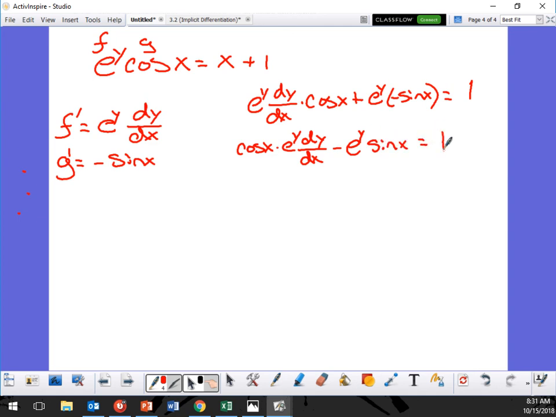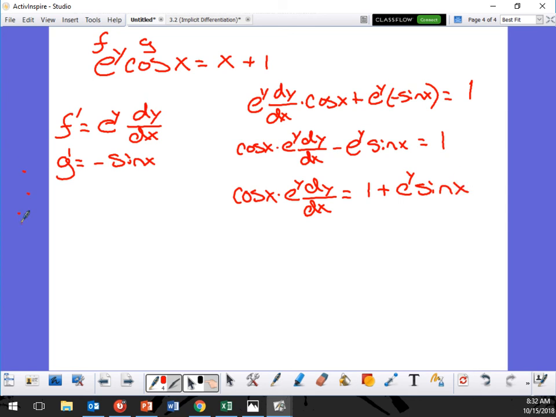So now, what am I trying to isolate here? The dy dx, right? If I'm trying to isolate the dy dx, I need to get rid of the other stuff. So what am I going to do to the negative e to the y sine x? Add it. I'm going to add it to both sides. So I'm going to get cosine of x e to the y dy dx equals 1 plus e to the y times sine x.